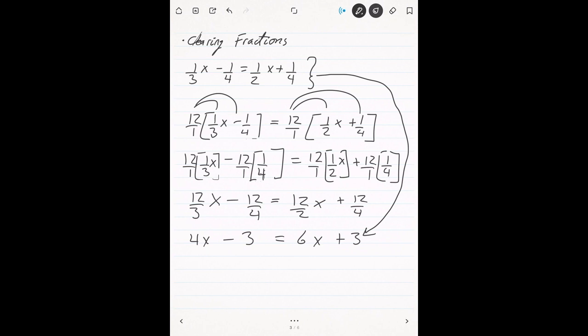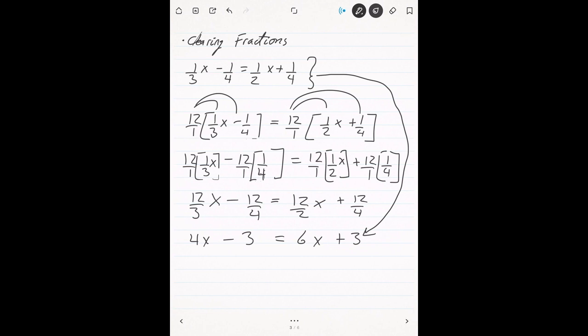By the way, you could have multiplied by other numbers than 12. There are other numbers that 3, 4, and 2 go into. Think about 24, right? 3, 4, and 2 also go into 24. They also go into 36 and 48. So you could pick any one of those numbers that you wanted, right?